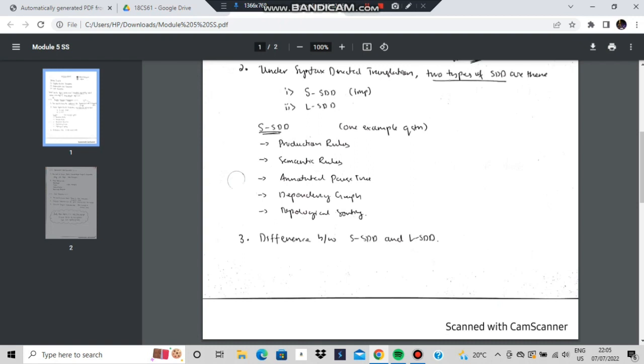Then we have the third topic, which is the difference between S-SDD and L-SDD. As a quick point, the difference is that in L-SDD you will have no left recursion. There will be no left recursion in L-SDD. That's all. Here left recursion might be there, might not be there, but in L-SDD it will definitely not be there. That's the key difference between S-SDD and L-SDD.